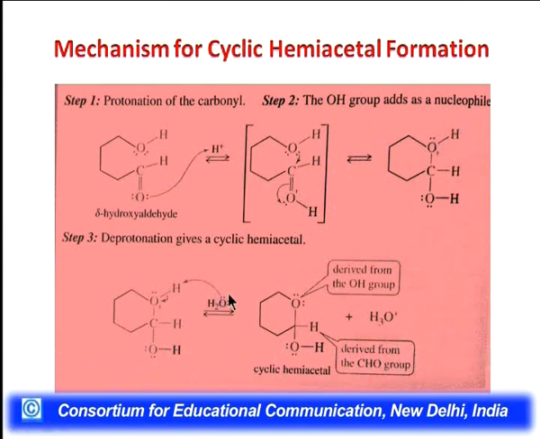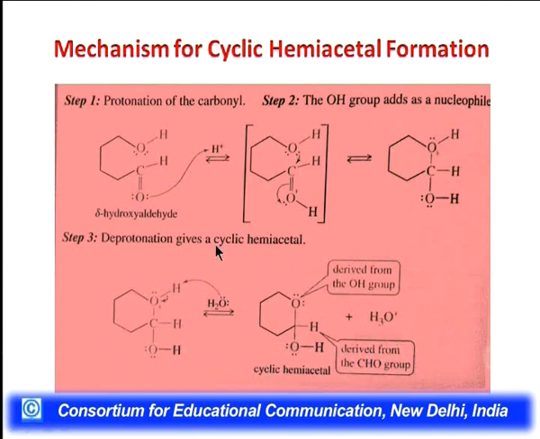In this case it is acting here as a base because of the lone pair of electrons on oxygen, and removes these protons, resulting in the formation of a cyclic hemiacetal. So what you have to remember is that this oxygen is derived from the OH group, and this H is derived from the CHO group. So this is how the cyclic hemiacetal is formed.